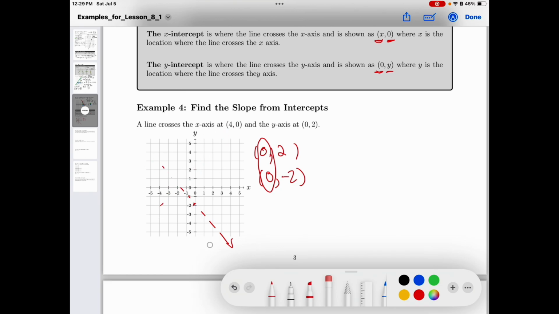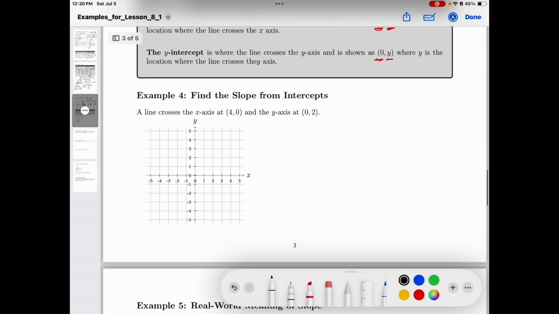Okay, now let's work on this problem of example 4. It says there's a line that crosses the x-axis at (4, 0), and the y-axis at (0, 2). We're going to graph that. So this is going to be the x-intercept because it's the value of x when y is 0. This is going to be the y-intercept because it's the value of y when x is 0. When I look at the point (4, 0), that means I come out horizontally in the positive direction of 4. But I don't go up or down at all. I have a vertical distance of 0.